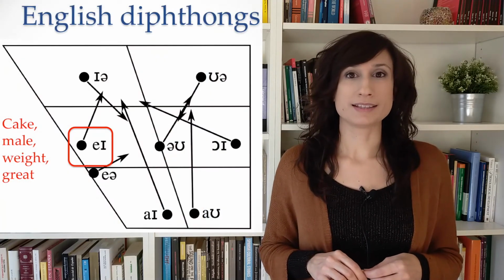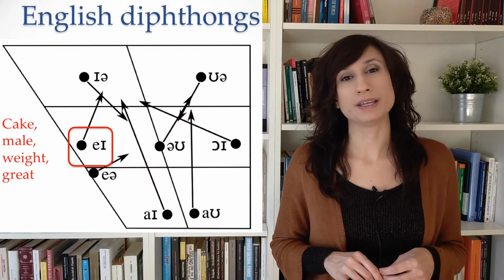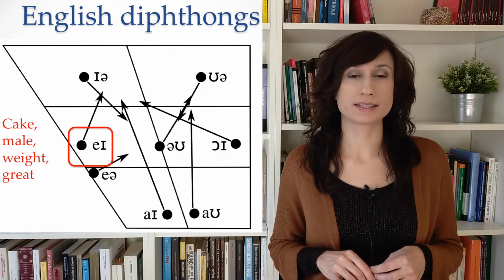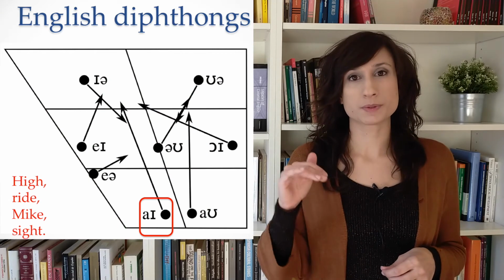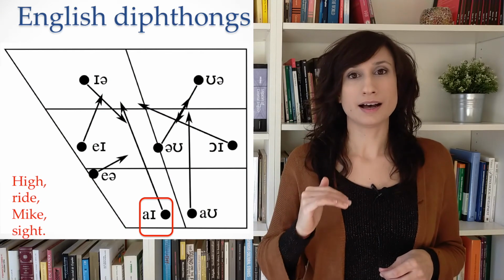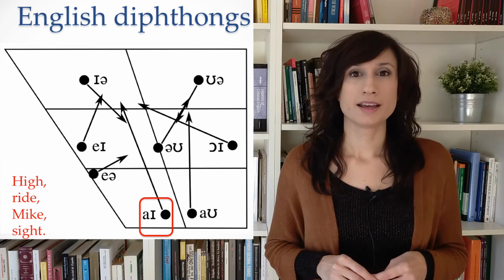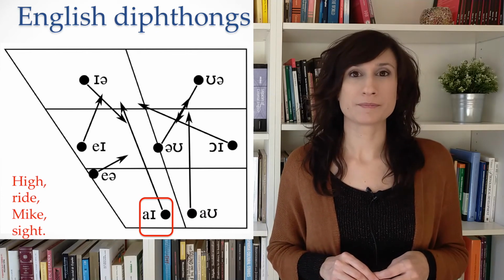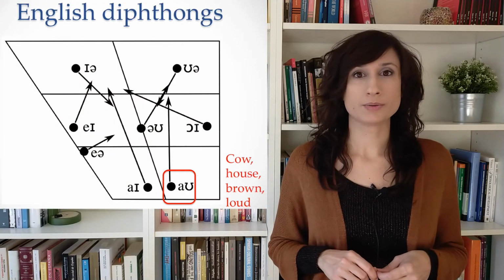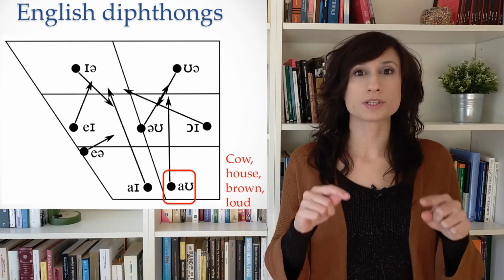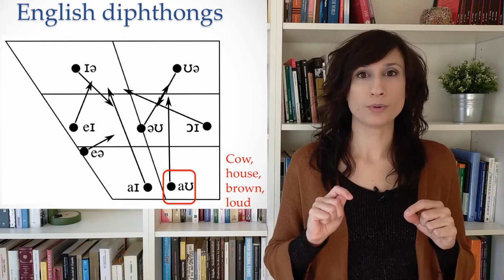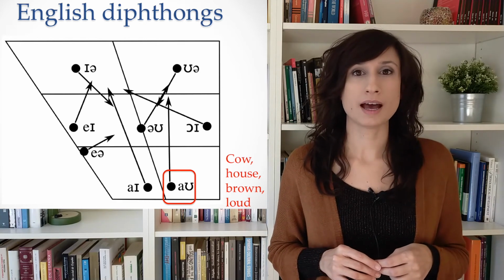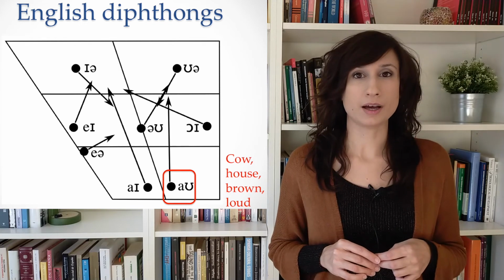The first vowel is A. Examples with this diphthong would be cake, male, wait, great. Diphthong I starts with an A position and goes towards an I, as in Mike. Examples with this diphthong would be high, ride, mic, sight. Diphthong ow starts at an A position and goes towards an O. Ow, as in cow. Examples with this diphthong would be cow, house, brown, loud.